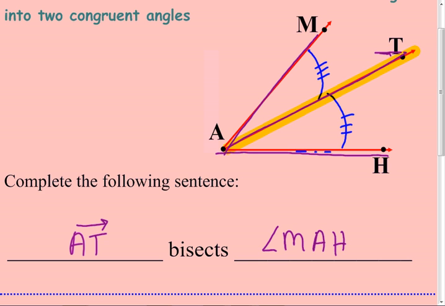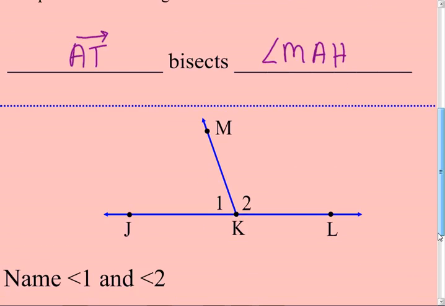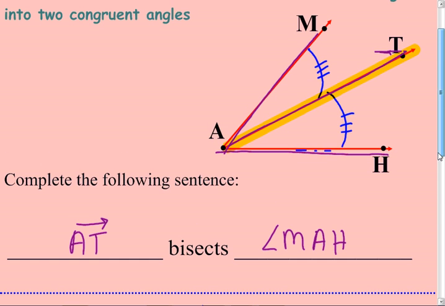And I am so lazy, I want to say these angles are congruent. I could name this angle. What's the name of this angle right here? Angle what? Angle MAT is congruent to angle... What's the other name? TAH.